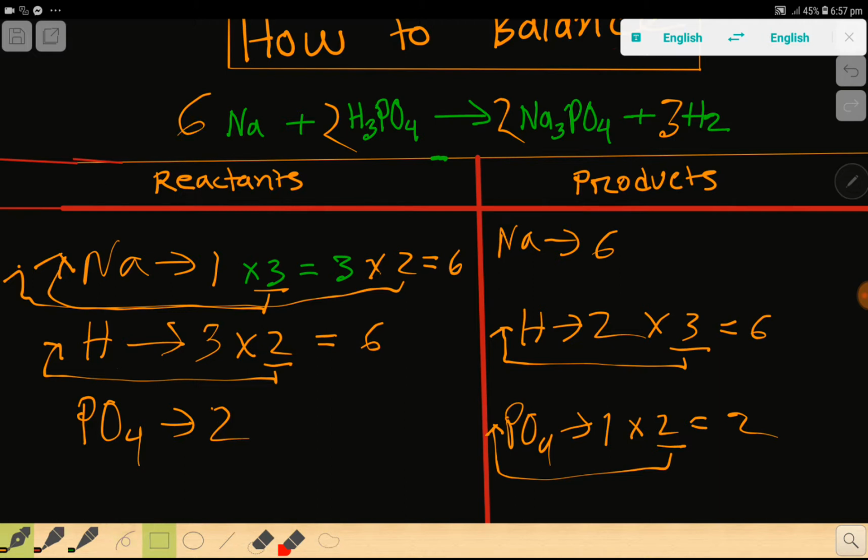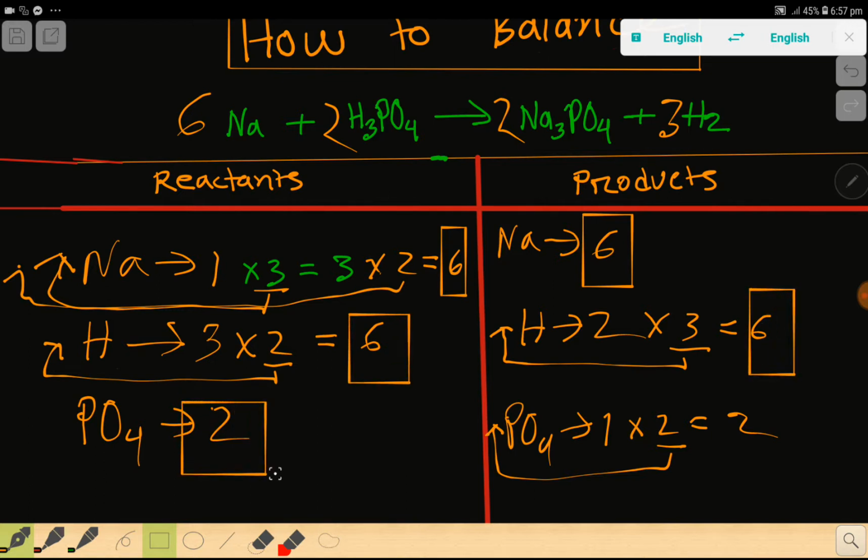Now look, here 6 sodium, then 6 hydrogen, 2 phosphate. So everything is balanced. So you can say that this is the balanced reaction, right?